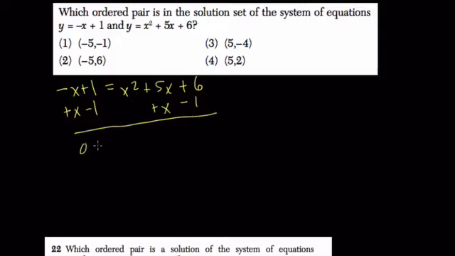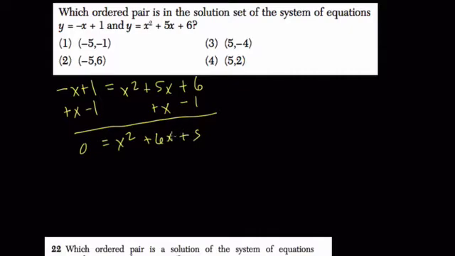So here, when this line and this quadratic meet, they're equal. So negative x plus 1, at some point, or two points maybe, equals x squared plus 5x plus 6. Let's find when they're equal. If I add x to both sides and subtract 1 from both sides, what happens? I get 0 equals x squared plus 6x plus 5.